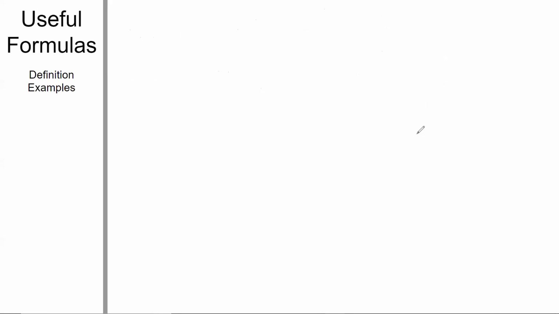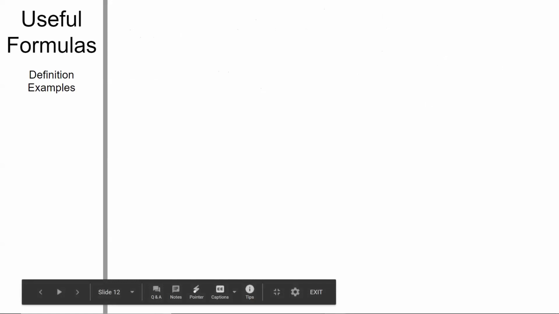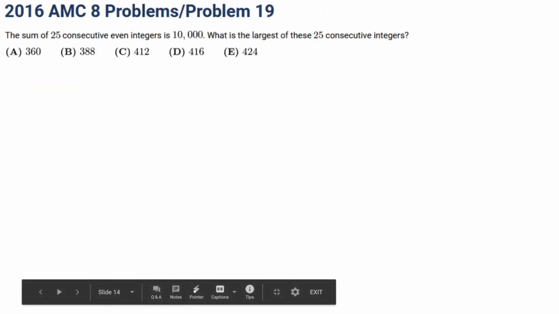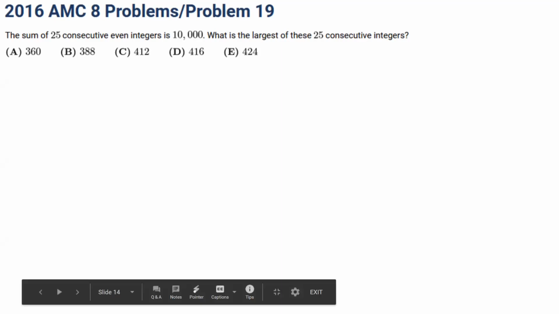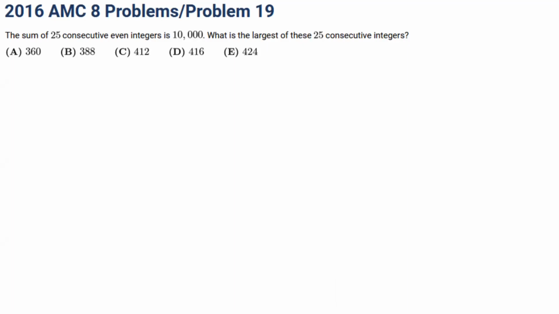So let's see if we have time here just for a challenge problem. Our first challenge problem comes from the 2016 AMC 8, problem 19. The sum of 25 consecutive even integers is 10,000. What is the largest of these 25 consecutive integers? I'll give you guys a little more time to solve that since it's a challenge problem.